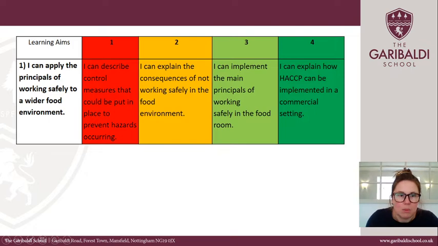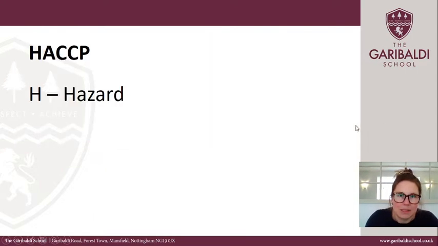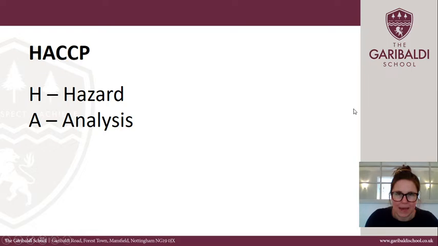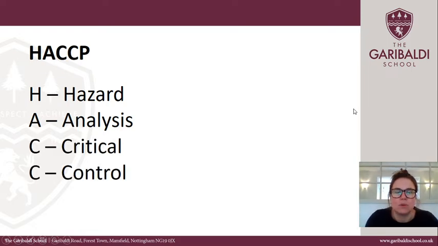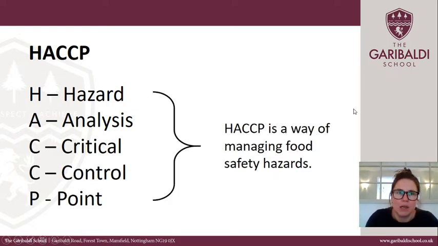So the main one we're going to be looking at today is I can describe control measures that can be put in place to prevent hazards from occurring. To be able to do that, we need to know the difference between what a hazard is, what a risk is, so we're going to go through that very, very quickly now. So HACCP stands for, the H stands for hazard, A for analysis, C for critical, C for control, and P for point. So hazard analysis, critical control point, and it's a way of managing food safety hazards or kind of hazards that could occur in food environments.